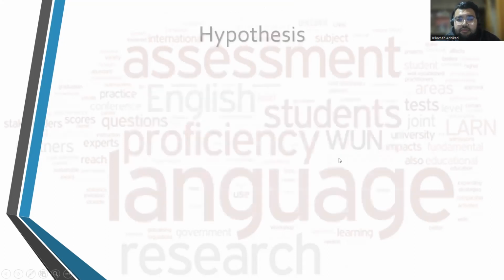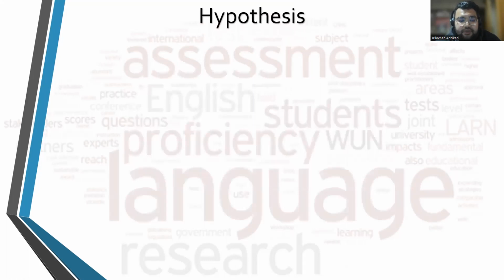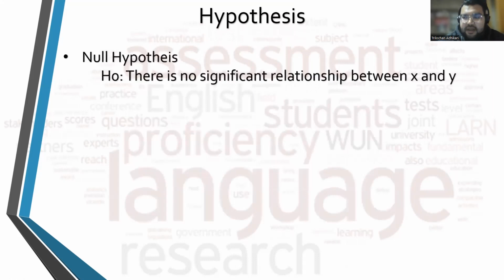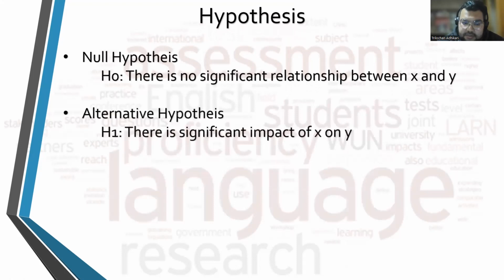So, further, the last is hypothesis. In research, a hypothesis is an educated guess or an educated prediction about the outcome of an experiment. A hypothesis is based on past research, observations, and existing theories. Hypotheses are important in research because they provide a framework for testing, collecting data, and forming conclusions about the result. So there are basically two types of hypothesis, null hypothesis and alternative hypothesis.